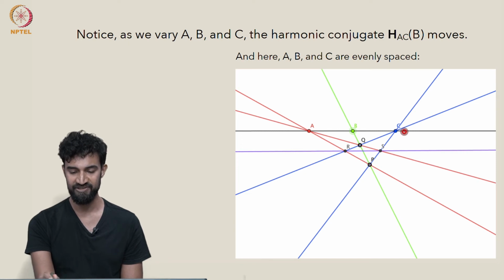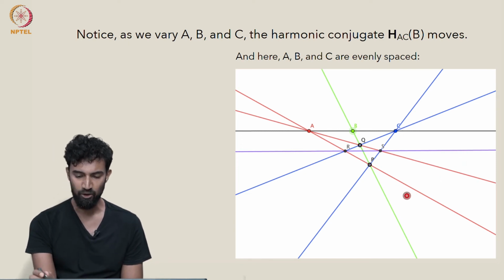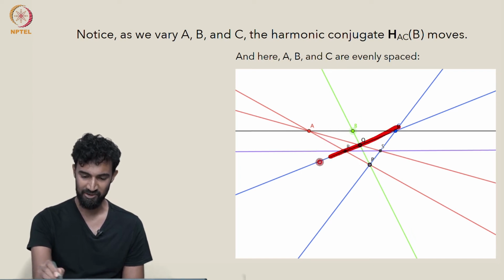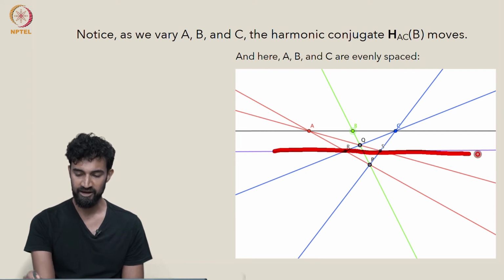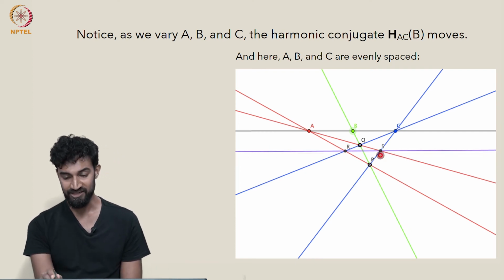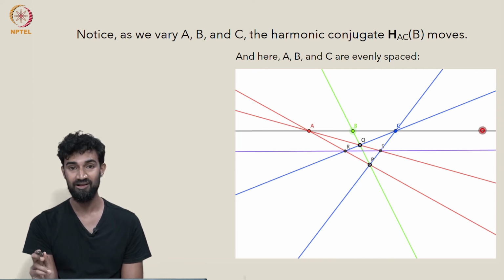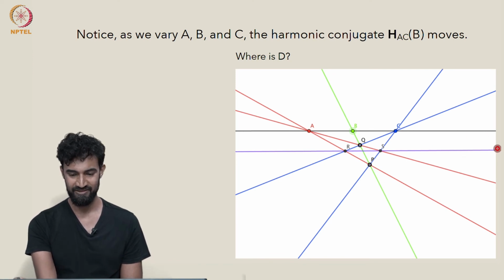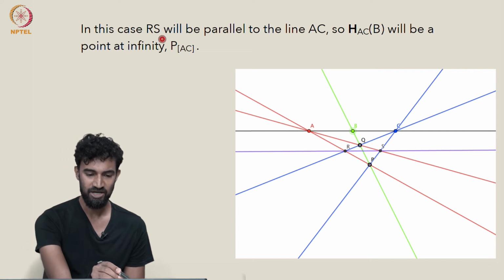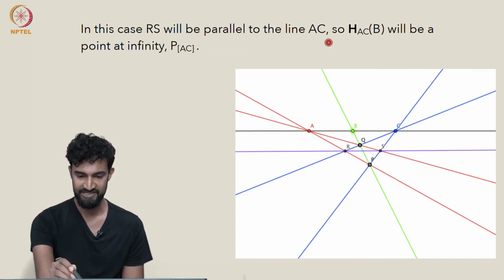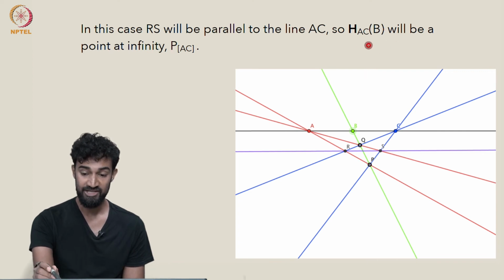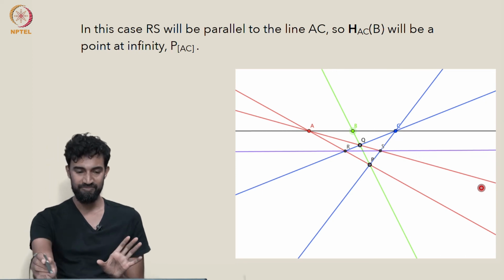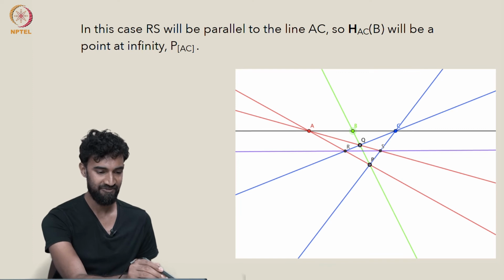Let's look at one final example where B is exactly in between A and C. A, B, and C are evenly spaced. So what happens now? Well, if we pick a point here, connect it to B, pick our Q, and draw our quadrilateral, our diagonal RS is not intersecting our original line at all. It's parallel. There is no D that we can see. So in this case, RS is parallel to our original line AC, or L. So the harmonic conjugate of B will still exist, but it's going to be a point at infinity.